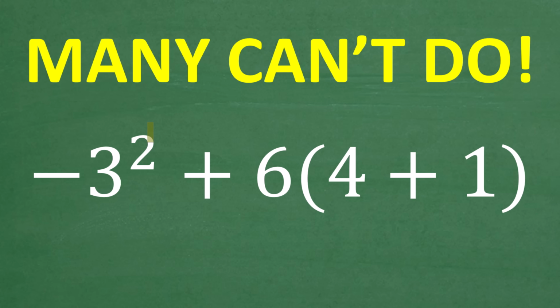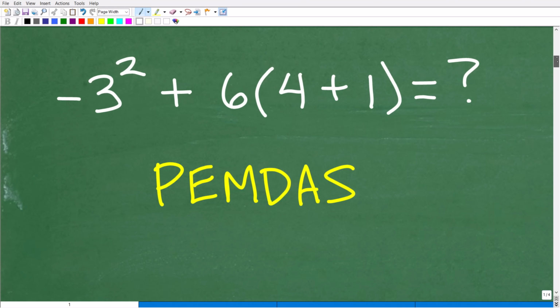And the problem here is -3 squared plus 6 times parentheses 4 plus 1 and parentheses. We want to figure out the one specific value that all this is equal to. Okay, so let's go and get into this problem.